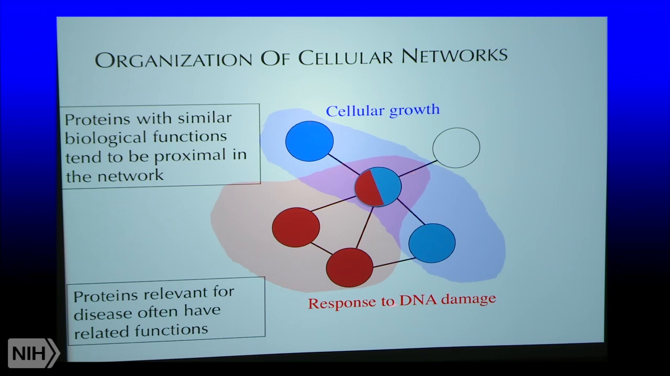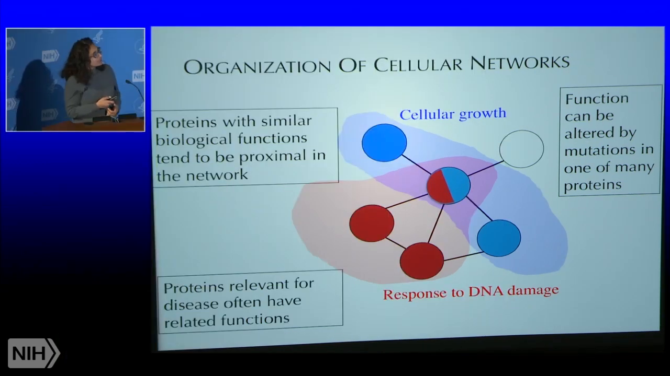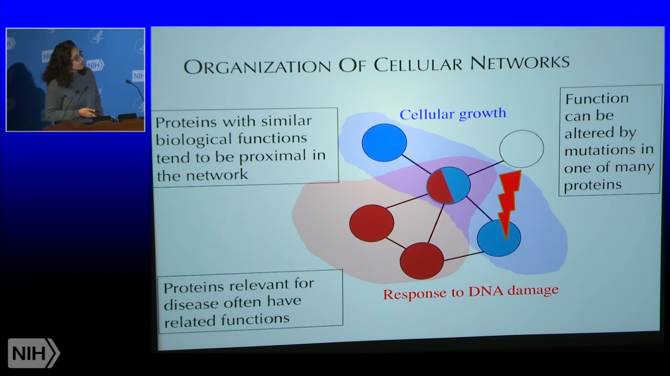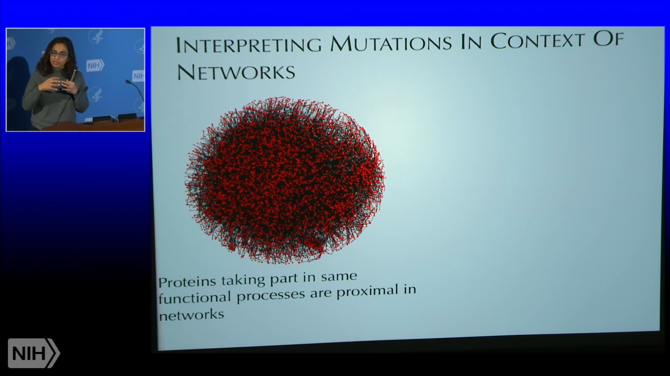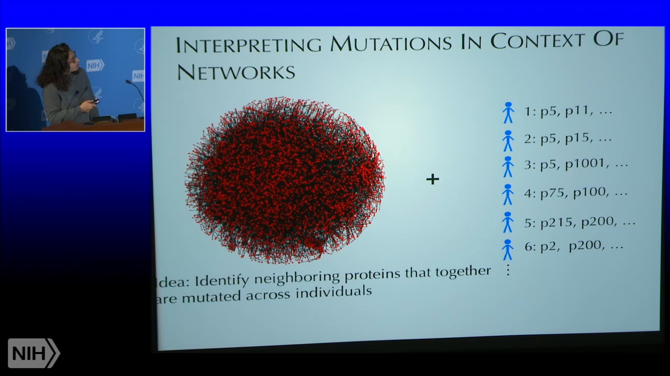So here is the part of the network in the schematic responsible. These proteins play a role in response to DNA damage, and these proteins here play a role in cellular growth. And so the function, for example, cellular growth, can be altered by mutations in any one of the proteins that participate in this function, whether it's this one or it's this one. Okay, so the idea then is we're not going to look at the mutations that hit an individual protein one at a time, but instead we're going to look at mutations together with these large-scale biological networks with the idea that proteins taking part in the same functional process or pathways are proximal in networks. And we're going to add data, and so in this case it's an individual that has mutations in, say, proteins 5 and 11 onto this network data. And the goal or the idea is to identify neighboring proteins within these networks that together are mutated across a large number of individuals.